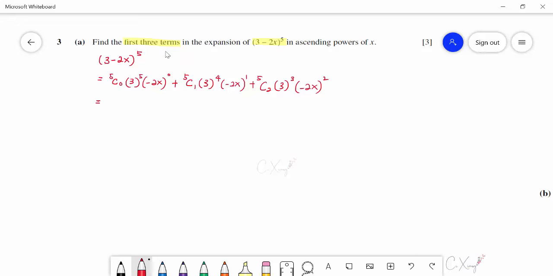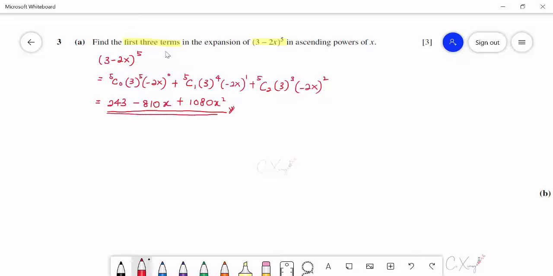Okay, then if you try to expand all the brackets and multiply the numbers by using the calculator, you'll get 243 as the first term, negative 810x as the second term, and the third term will be 1080x squared. So this is the third term. All right, so we'll stop here for the first 3 terms.